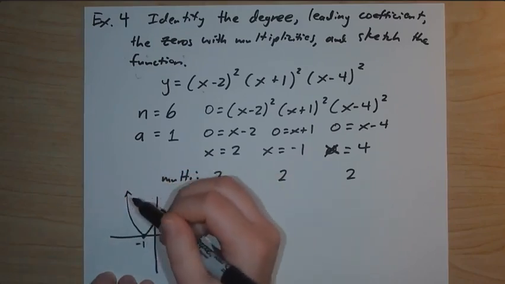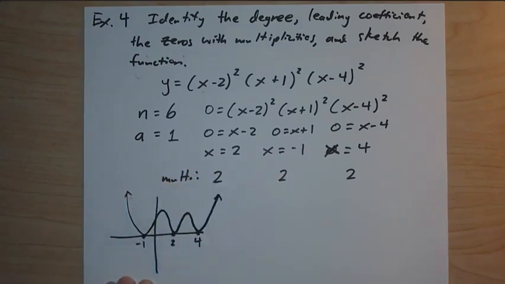So this is a quick sketch based on what we know about it. It probably will look a little bit different if you actually graphed it in real life, but this is how we can graph it, just a quick sketch of what we know from this information.